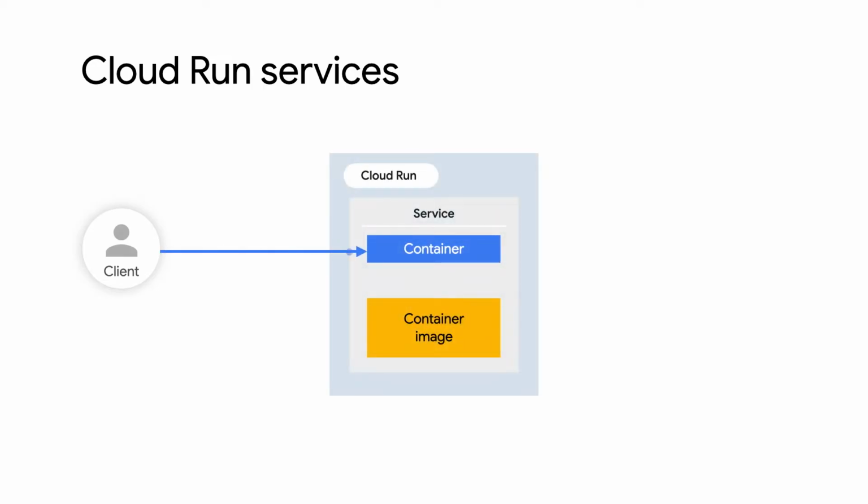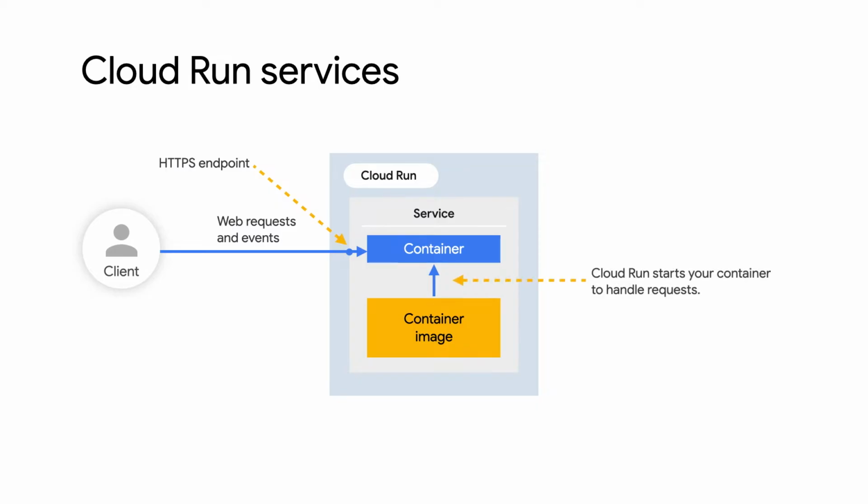Now let's look at the key features: web serving, autoscaling, and traffic management. Every Cloud Run service is provided with an HTTPS endpoint on a unique subdomain of the run.app domain. And you should note that you can also create custom domains. Cloud Run handles all incoming requests and events by starting one or more container instances. Your responsibility is to make sure your code listens on a TCP port and handles web requests.